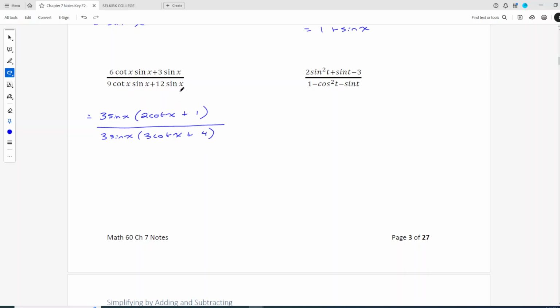I'm dividing by 3 sine x. And then what can I simplify? Well, I have a 3 divided by 3, and I have a sine x divided by a sine x. I'm left with just a big giant 1 outside.